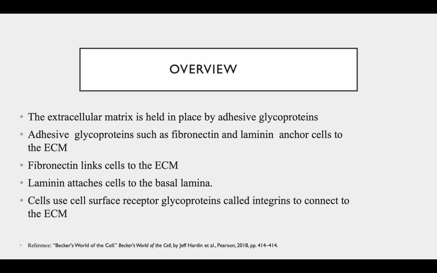The extracellular matrix is held in place by adhesive glycoproteins. Adhesive glycoproteins such as fibronectin and laminin anchor cells to the extracellular matrix. Fibronectin links cells to the extracellular matrix, while laminin attaches cells to the basal lamina. Cells use cell surface receptor glycoproteins called integrins to connect to the extracellular matrix.